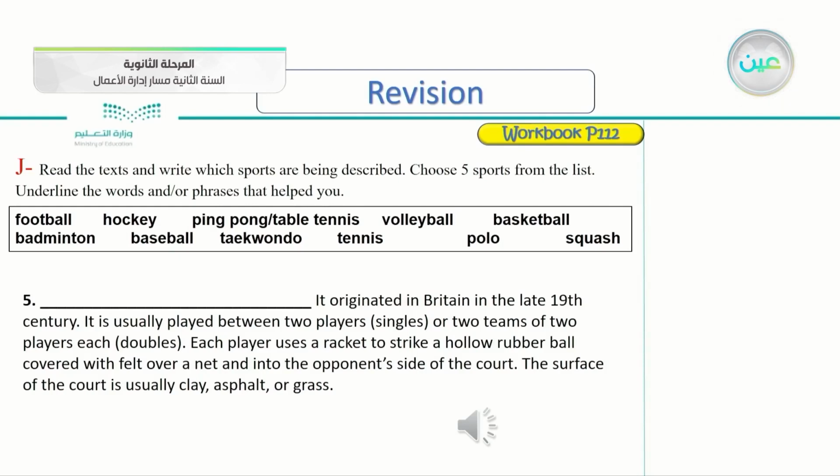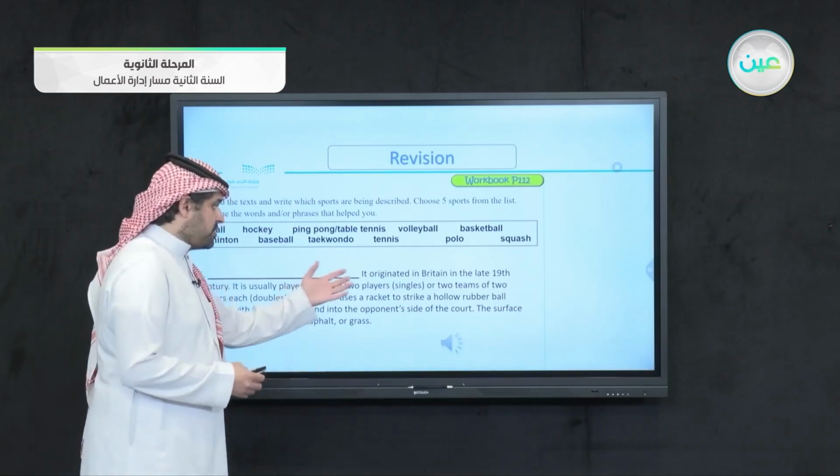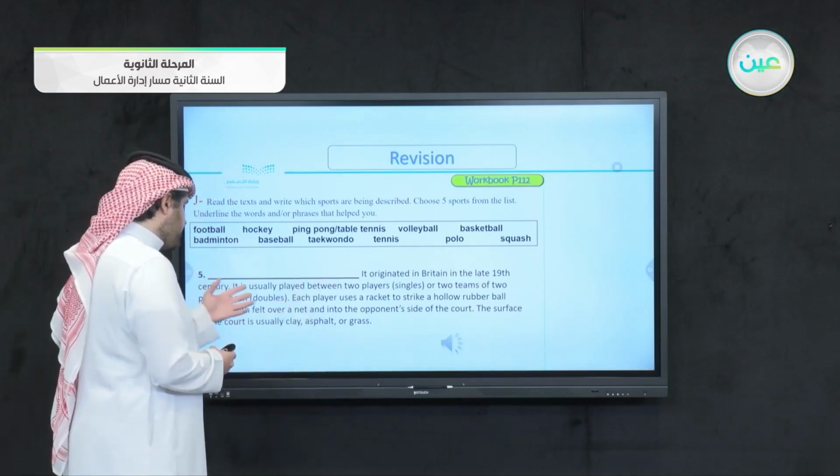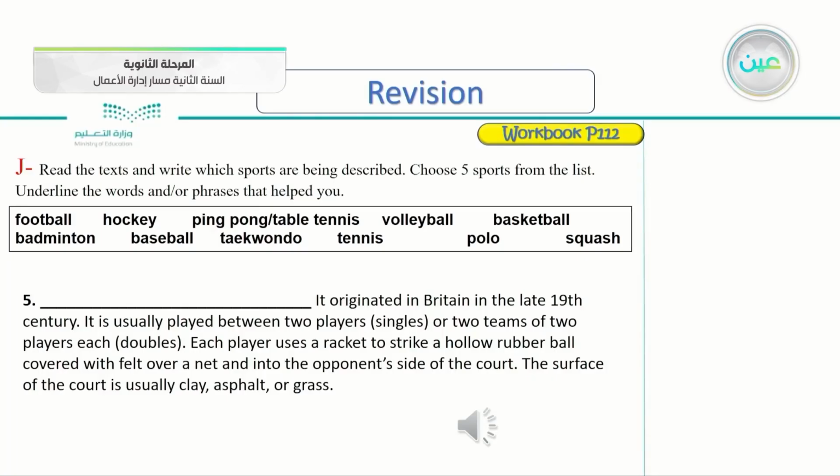So this also has a ball, a racket, and a net. It originated in Britain in the late 19th century. It's usually played between 2 players, singles, or 2 teams of 2, which is called doubles. Each player uses a racket to strike a hollow rubber ball covered with felt over a net and into the opponent's side of the court. The surface of the court is not the same. Sometimes it's clay, sometimes it's asphalt or grass. So I think this is an easy one here. So the answer is tennis, because tennis, just like ping pong, you can play 1 against 1 or 2 against 2. We call them singles or doubles.